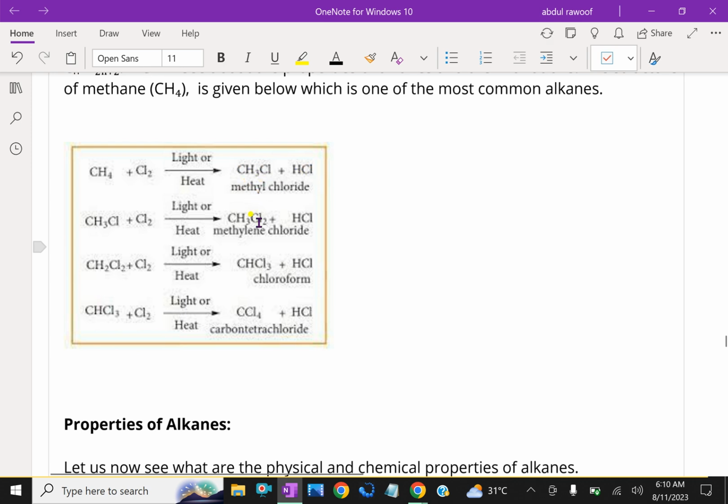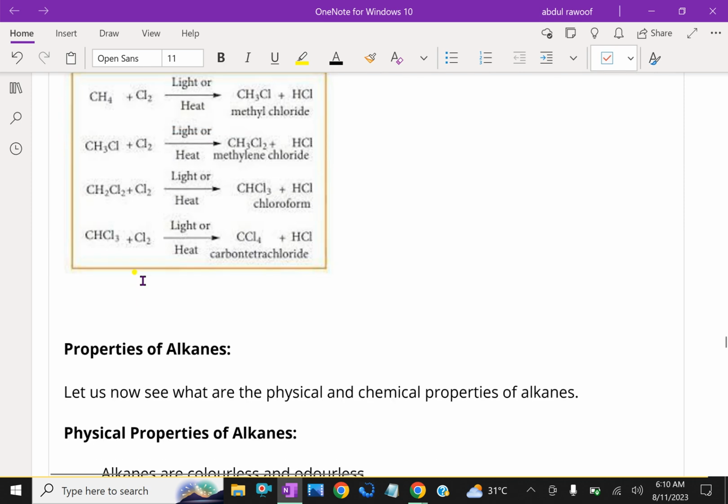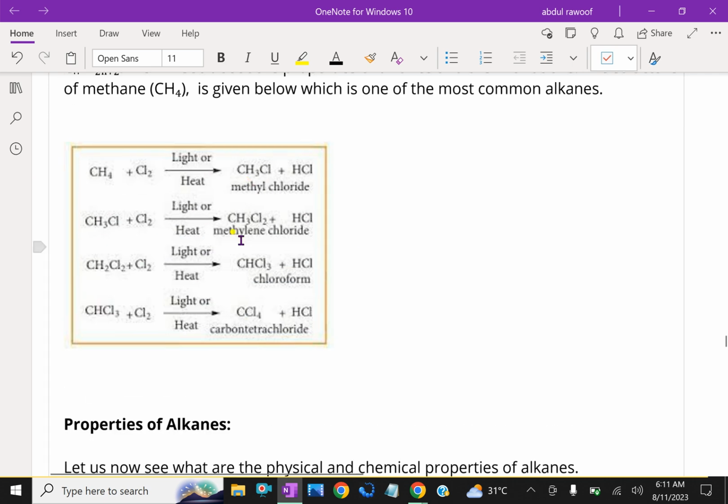Continuously, CH3Cl, methyl chloride, reacts again with chlorine to give CH2Cl2, methylene chloride, and HCl. Further, CH2Cl2 with more chlorine gives CHCl3, chloroform, plus HCl. Further CHCl3 plus Cl2 gives CCl4, carbon tetrachloride, plus HCl. This is a continuous process.